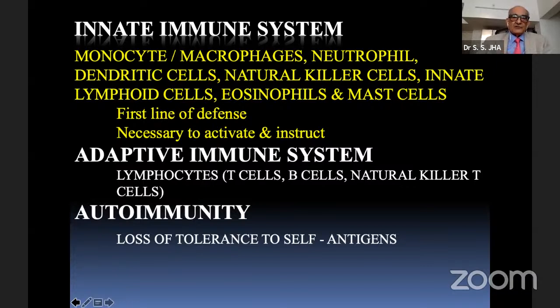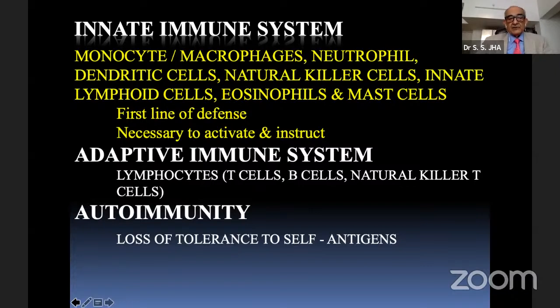Now, friends, the cells which take the lead in the innate immune system, and this system, I must tell you, is an inflexible immune system. Look at the cells, all the peripheral blood cells, especially of the white blood cells, and other cells also, like monocytes, macrophages. He has talked about macrophages, neutrophils, dendritic cells, natural killer cells, and these dendritic cells are also known as APC, then lymphoid cells, eosinophils, mast cells. They form the first line of defense, and they are necessary to activate and instruct the flexible adaptive immune system, where lymphocytes principally consisting of T cells, B cells, and natural killer T cells take the lead.